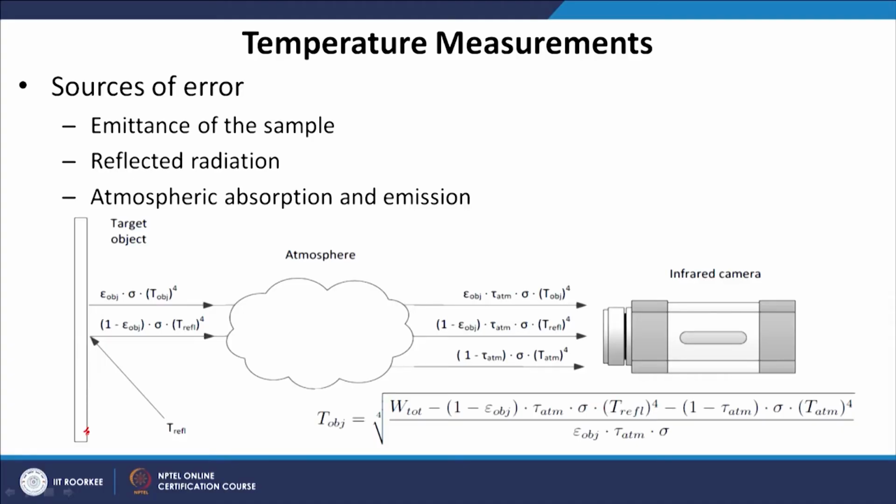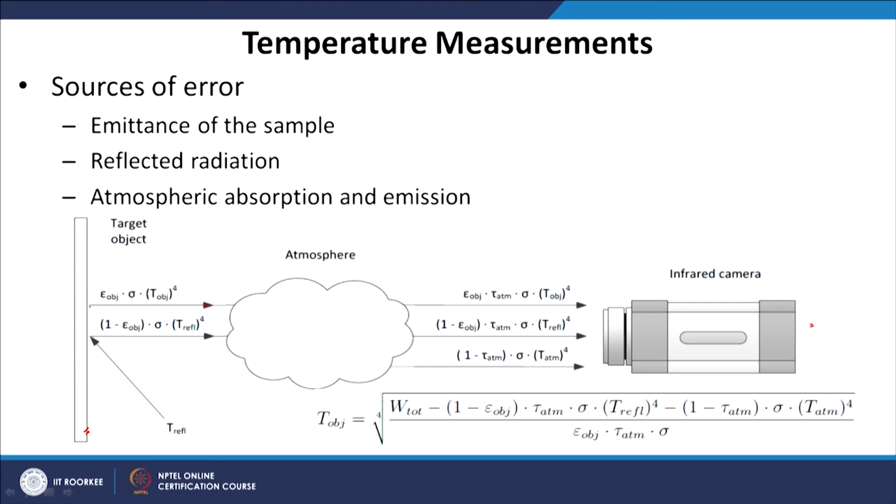So this is a simple setup. Suppose this is the surface you want to measure the temperature of. We use an infrared camera, and we focus this camera onto the surface. Now there may be a number of sources of error. Radiation coming from this surface definitely will pass through the medium. Let us say you are measuring the temperature of the surface of a furnace, then the gases in the furnace will definitely absorb the radiation.